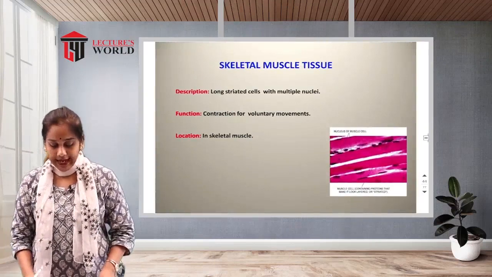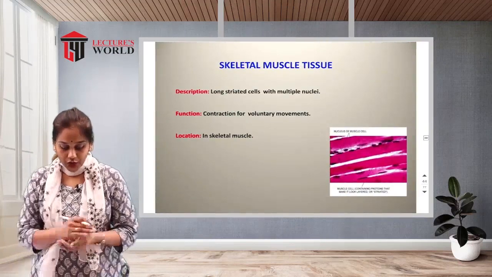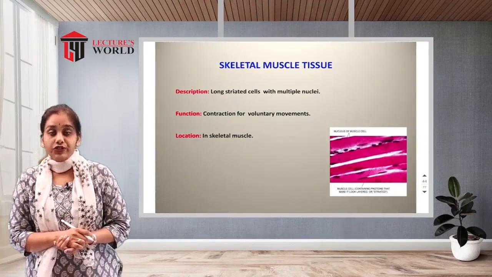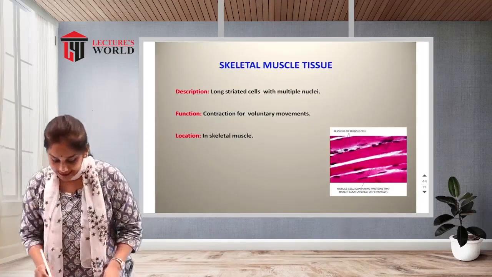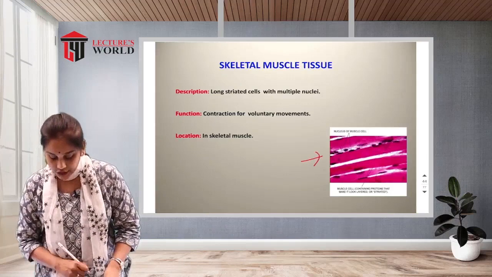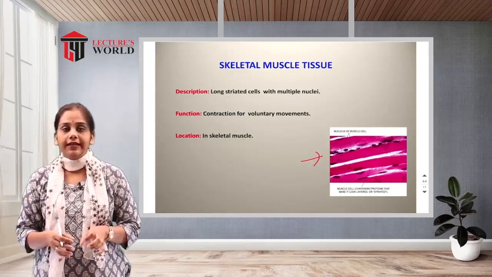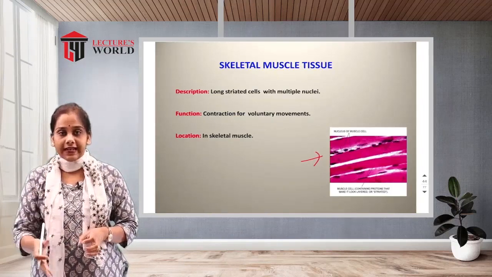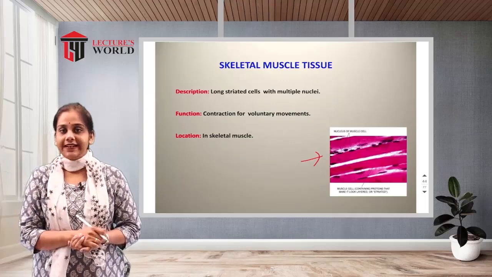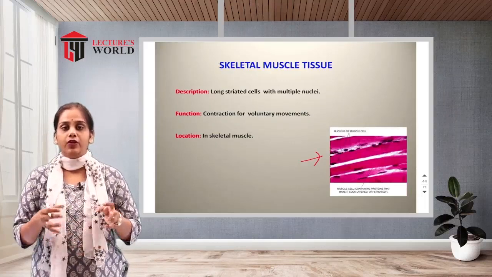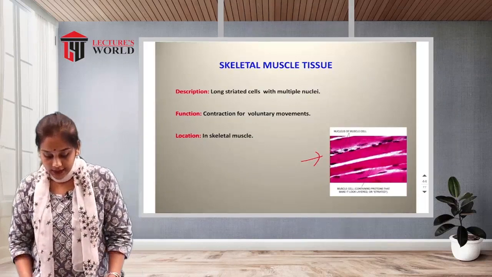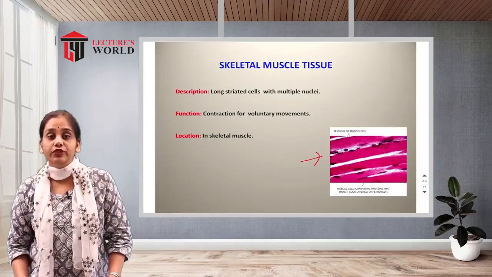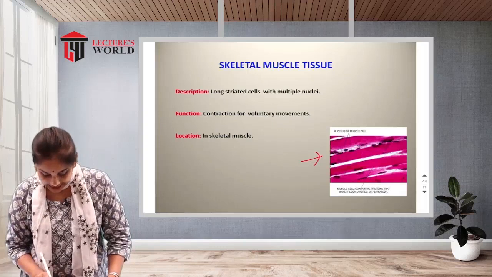The first one is skeletal muscle tissue. It is made of long striated cells with multiple nuclei. See, this is the skeletal muscle tissue that is located mostly in the skeletal muscle. Skeletal muscles are connected with the bone. So skeletal muscle tissue has long striated cells. See, these are the striae.